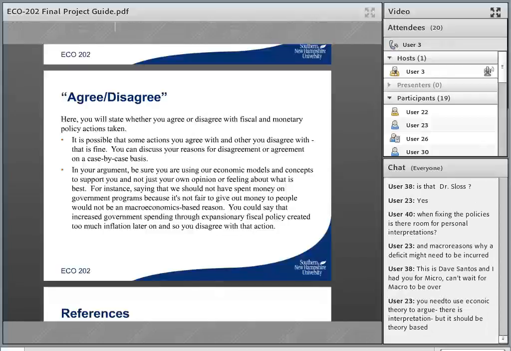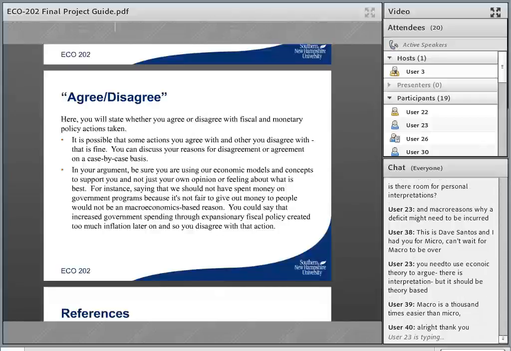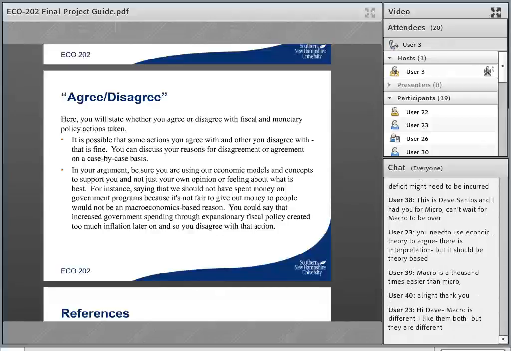So Jennifer asks, when fixing the policies, is there room for personal interpretations? Jennifer, do you mean in the agree, disagree section? Certainly in the agree, disagree section, there's room for personal interpretation. I mean, we do want you to give your personal interpretation. We want you to use some macroeconomic justification for your perspective. I'm glad, Jennifer. I hope that helps.